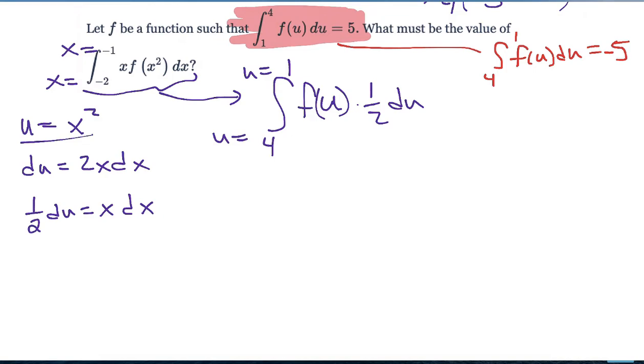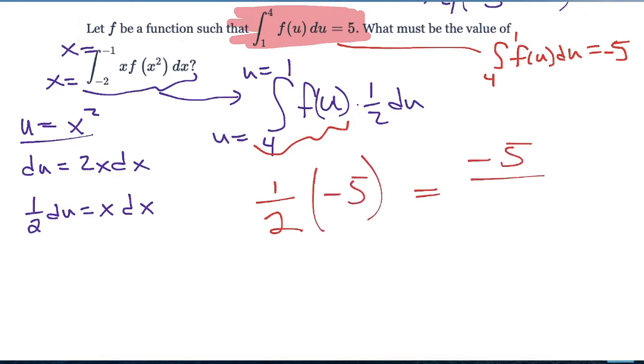So what do you end up having? The 1/2 is just a constant. This whole thing amounts to -5. So we end up with -5 over 2. And that's our answer. So that's a really good calculator question that might be asked where you can't really use a calculator. The calculator doesn't help you, but you really have to know the ideas behind integration.